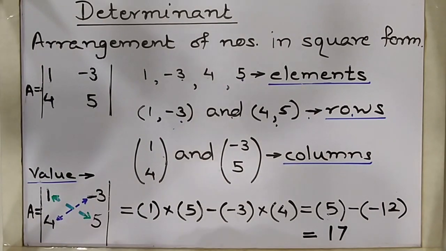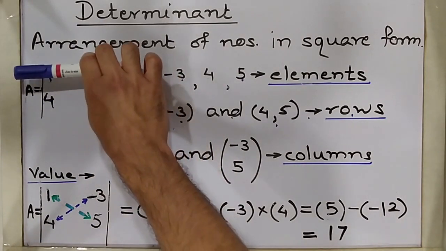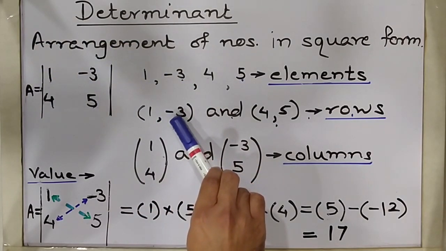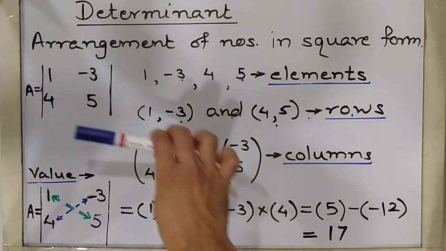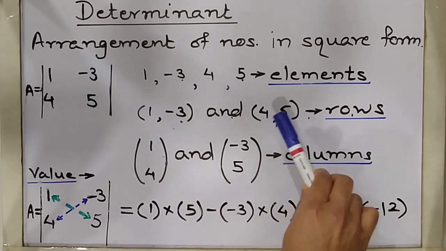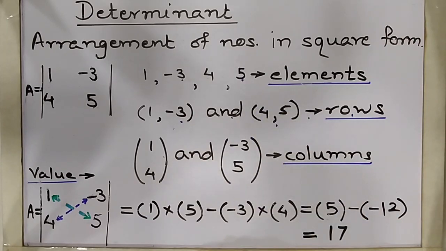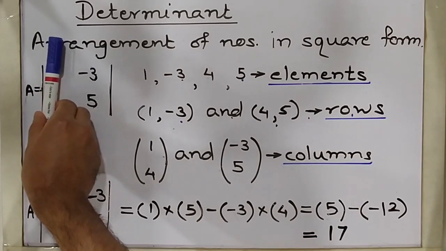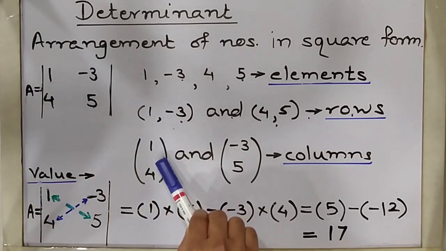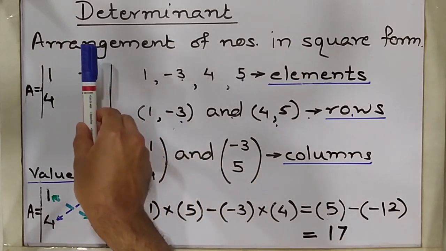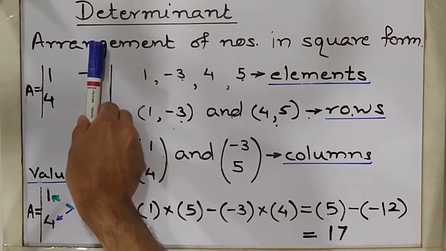The elements of the first row are 1, -3, and the elements of the second row are 4, 5. The elements of the first column are 1, 4, and the elements of the second column are -3, 5.